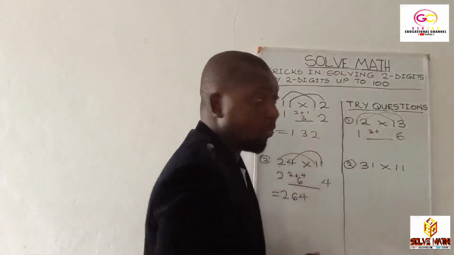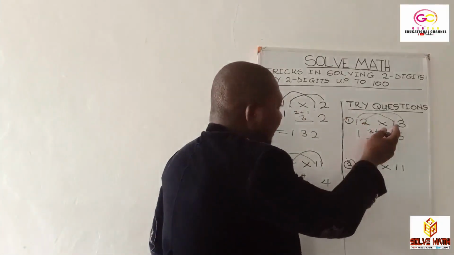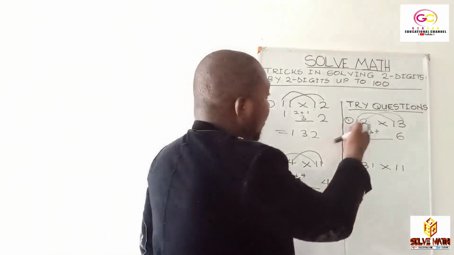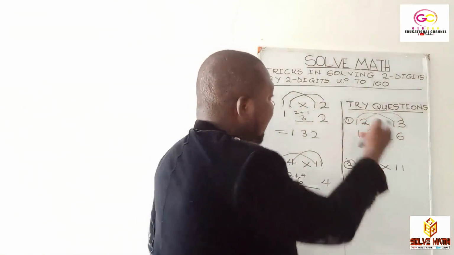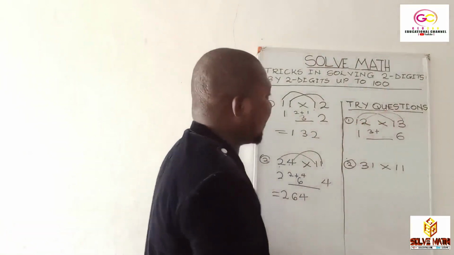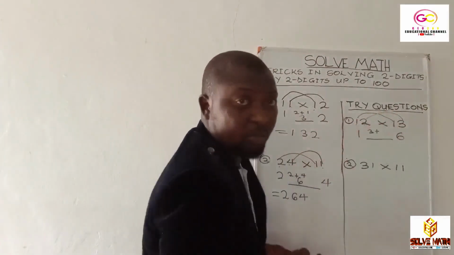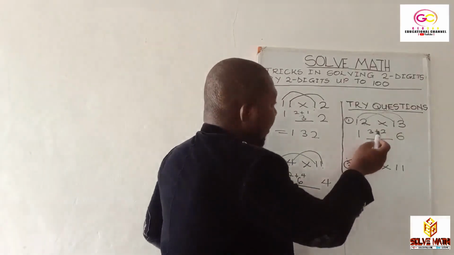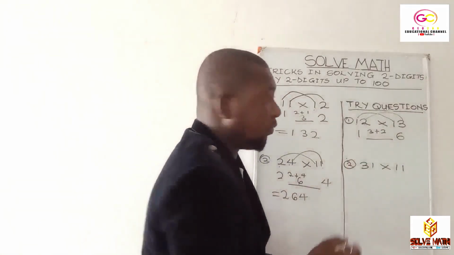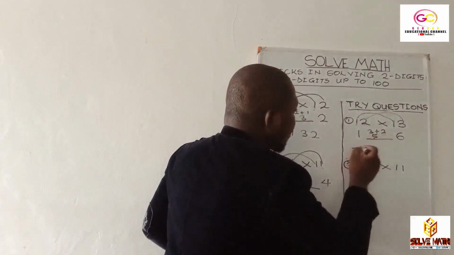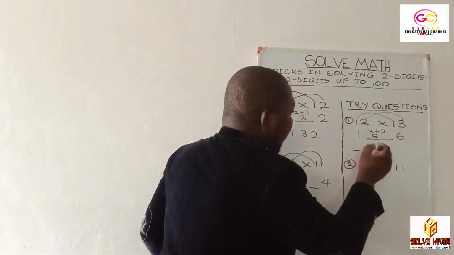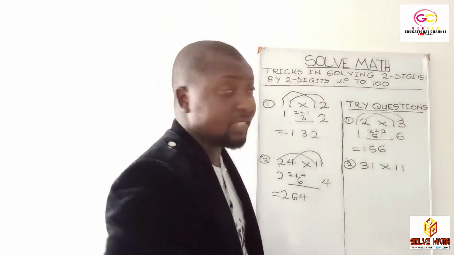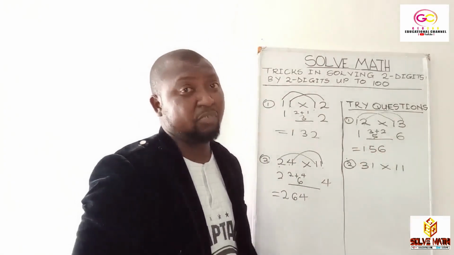Plus, the second digit here is 2, and the first digit here is 1. Remember we said the first digit will multiply the second digit on the other side, and the second digit will multiply the first digit. So here, 2 times 1 will give us 2. Good. So we have 3 and 2. You sum them, which will give you 5 here. So the answer is 156. What it means is that 12 times 13 gives 156 using the simple tricks, right?